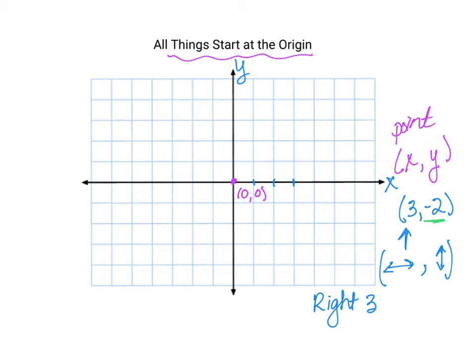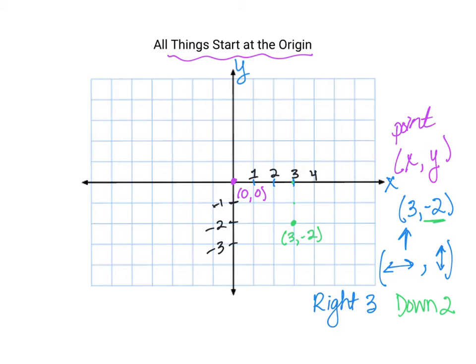But then when I look at -2, I think negative, up and down. Which way is negative? Well, that's going down. So then I'm going to go down 2 units. So I left off right here, and now I'm going down 1, 2 units. And that would be my point (3, -2), if I labeled my axes here.